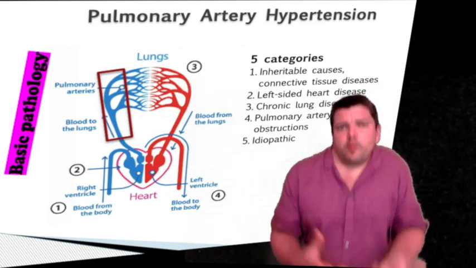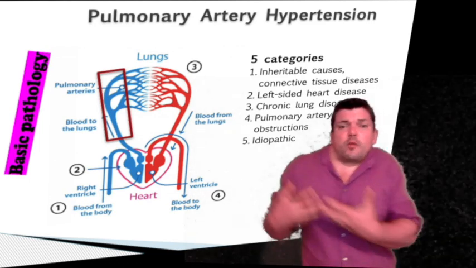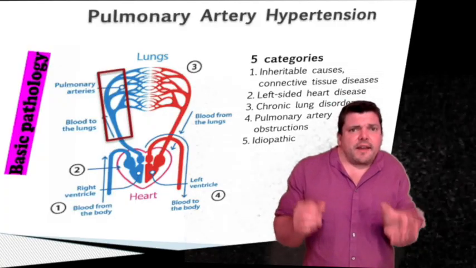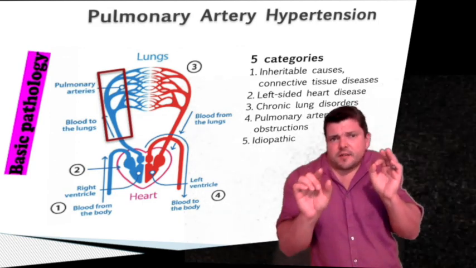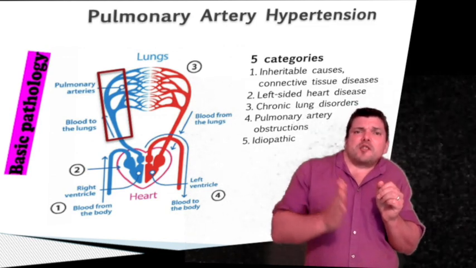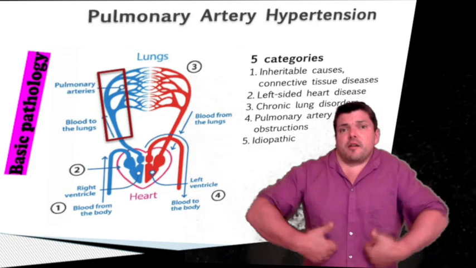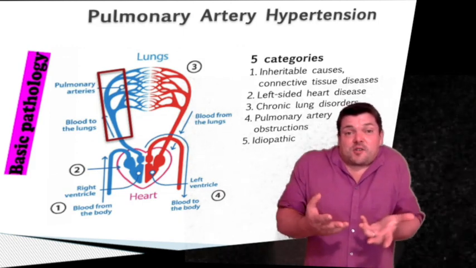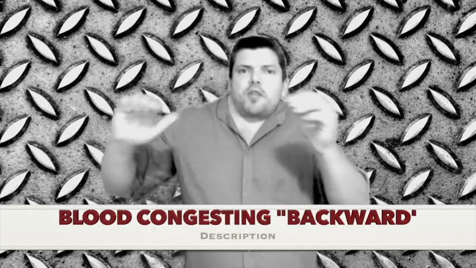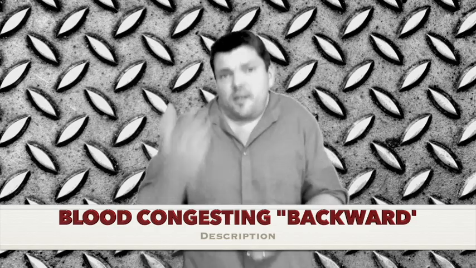Another category of pulmonary artery hypertension relates to the cardiovascular system, and that's in the form of left-sided heart disease. This is probably pretty easy to visualize because if the left side of the heart can't pump blood out into the aorta, that blood is going to congest backward into the pulmonary vasculature and raise pulmonary vascular pressures, ultimately leading to pulmonary artery hypertension.